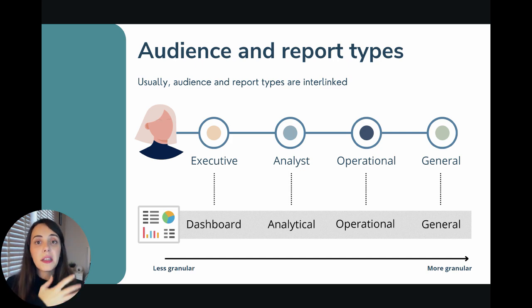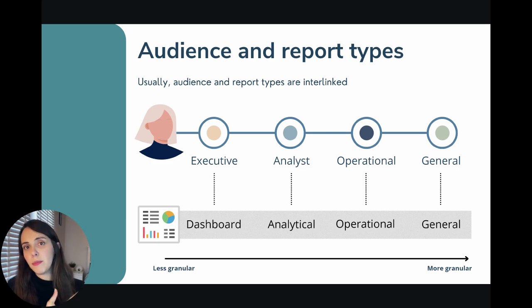For example, one that is more oriented to the executive kind of persona, so it's going to be more like high-level metrics, visuals and charts, something more like a dashboard style, and another report that is way more detailed so you can fulfill requirements and needs of the operational type of persona.